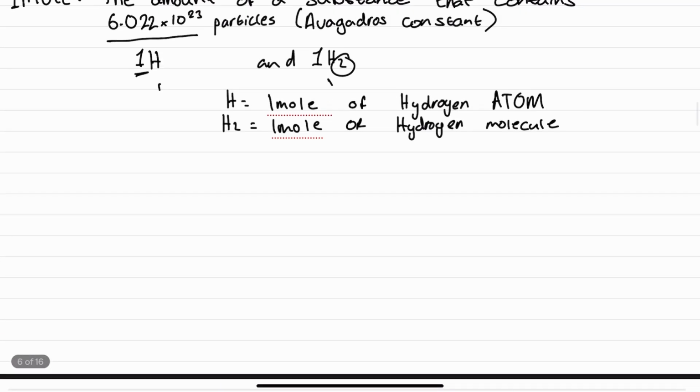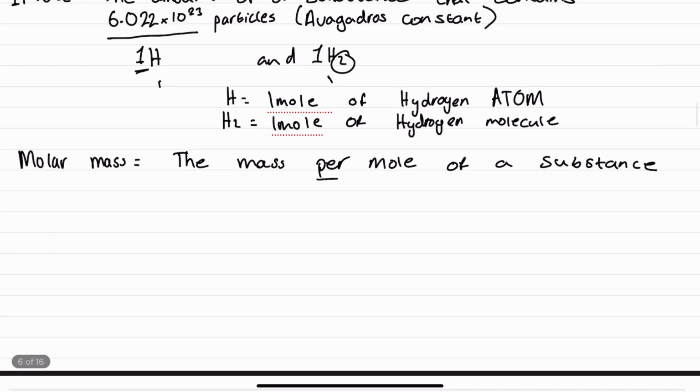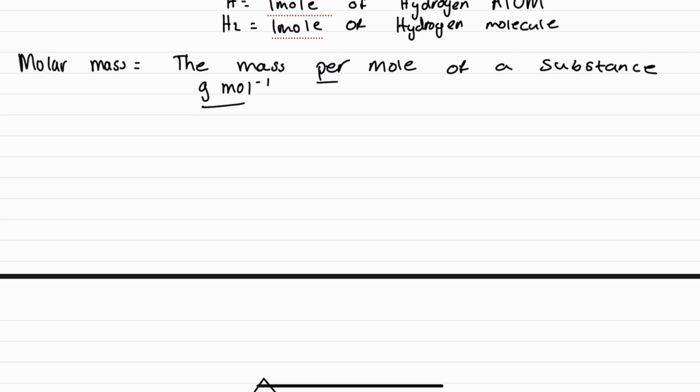Another definition that you need to know is the definition of molar mass. Now, molar mass is the mass per mole of a substance. Per means that we can give it the units grams moles to the -1, because this just means grams per mole. Therefore, using these units, we can deduce that there is a very key equation that links mass, moles, and the molar mass of a compound.